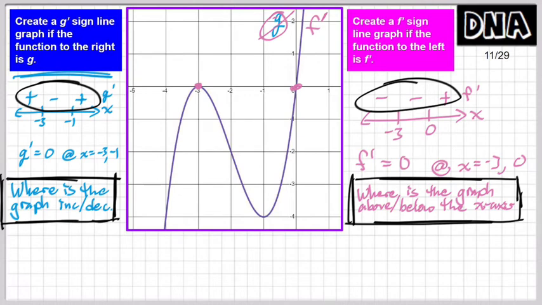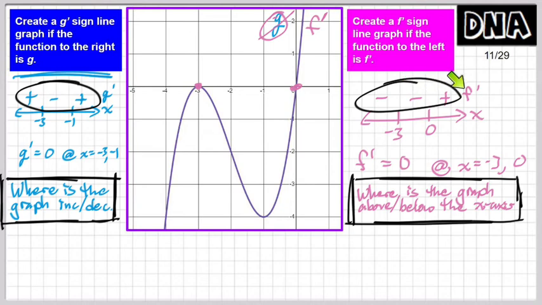Because I know these questions kind of seem like they're the same thing, right? Here you're creating a sign line graph for the derivative. And here you're creating a sign line graph for the derivative, right? So they're kind of the same. But the purpose of the graph is different. For G prime, the graph represents G. And so you're making a sign line graph for the derivative of G. So that means you're concerned about whether the graph is increasing or decreasing, because increasing or decreasing is what determines whether G prime is positive or negative.